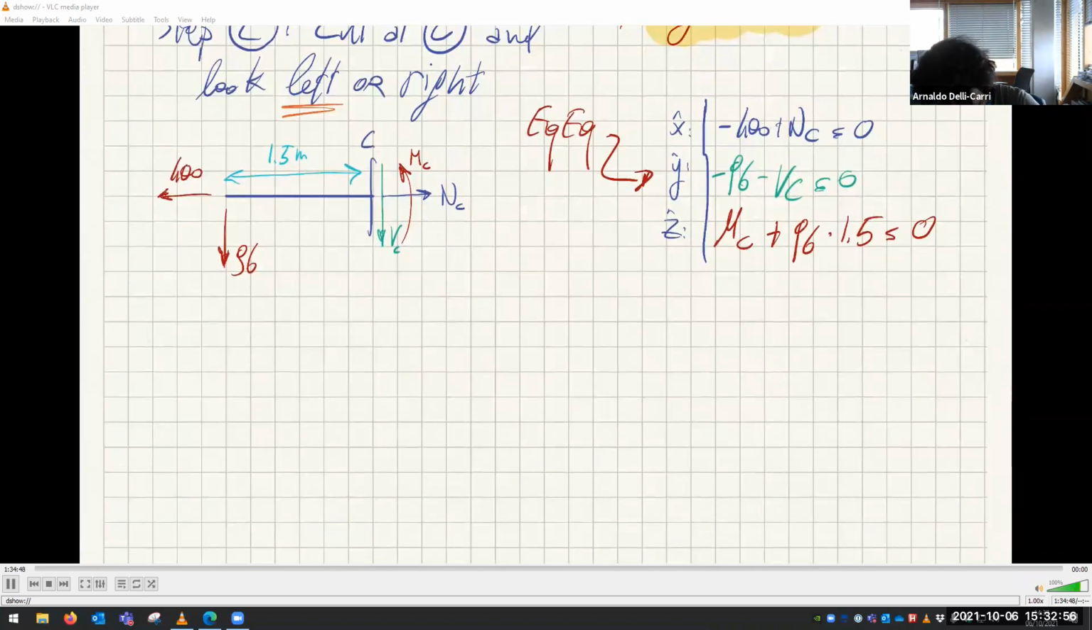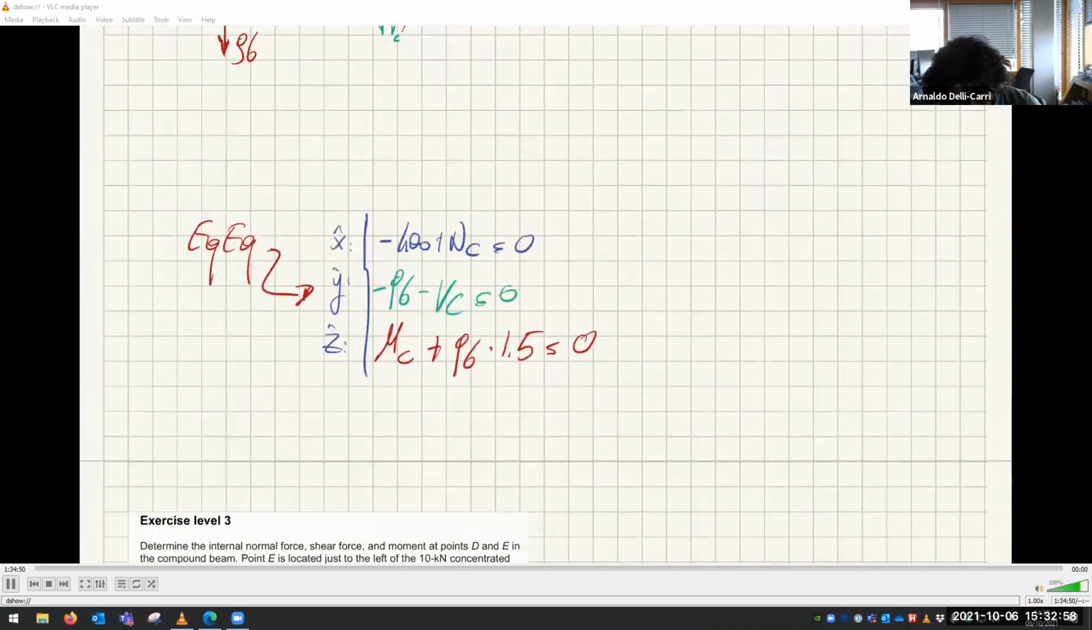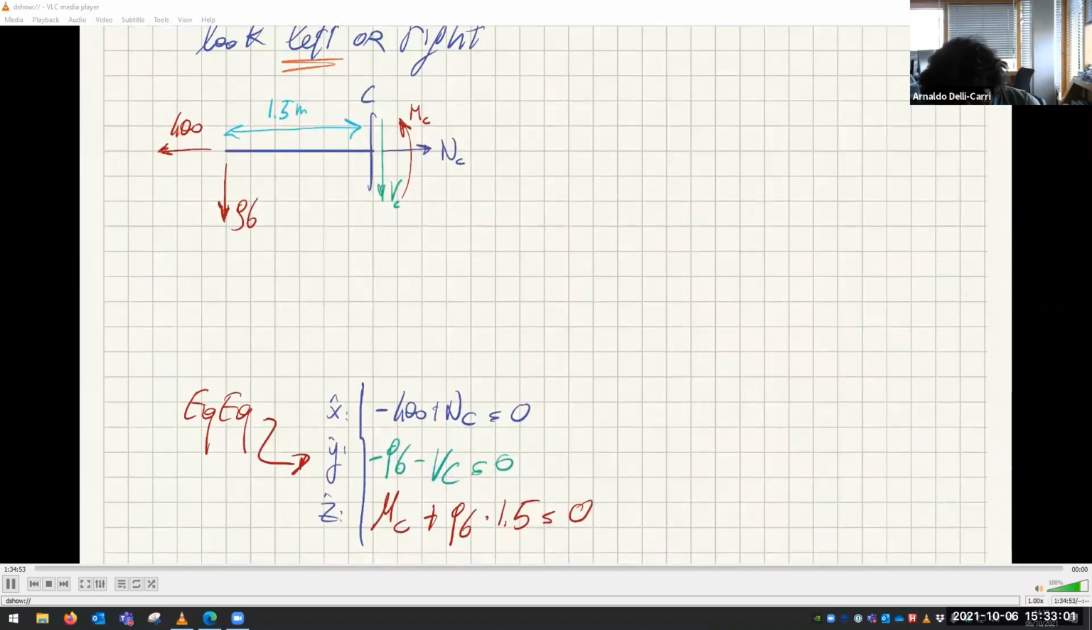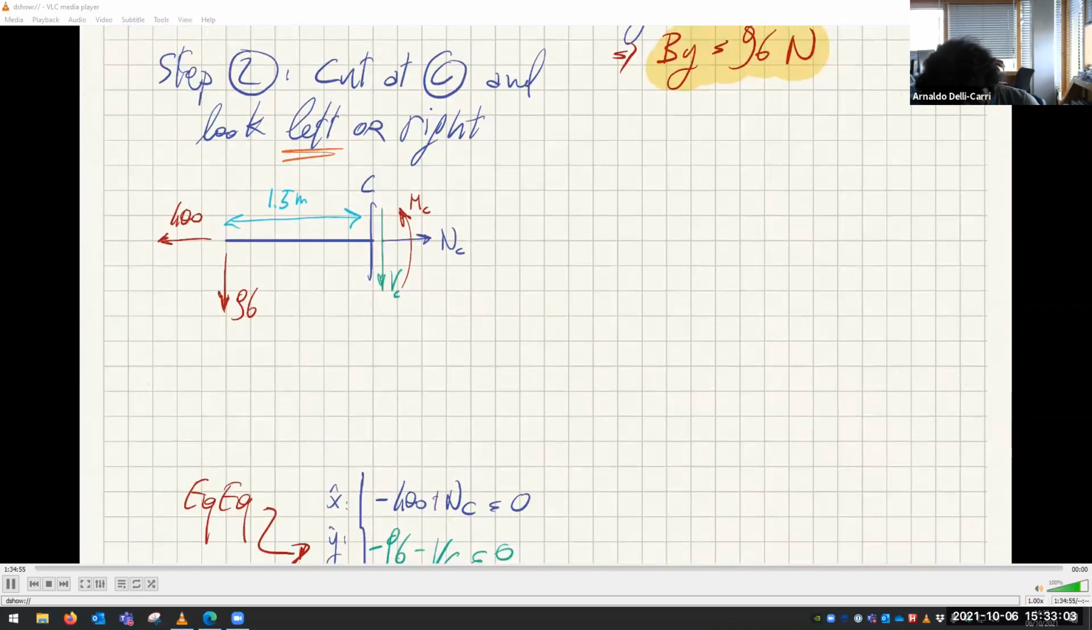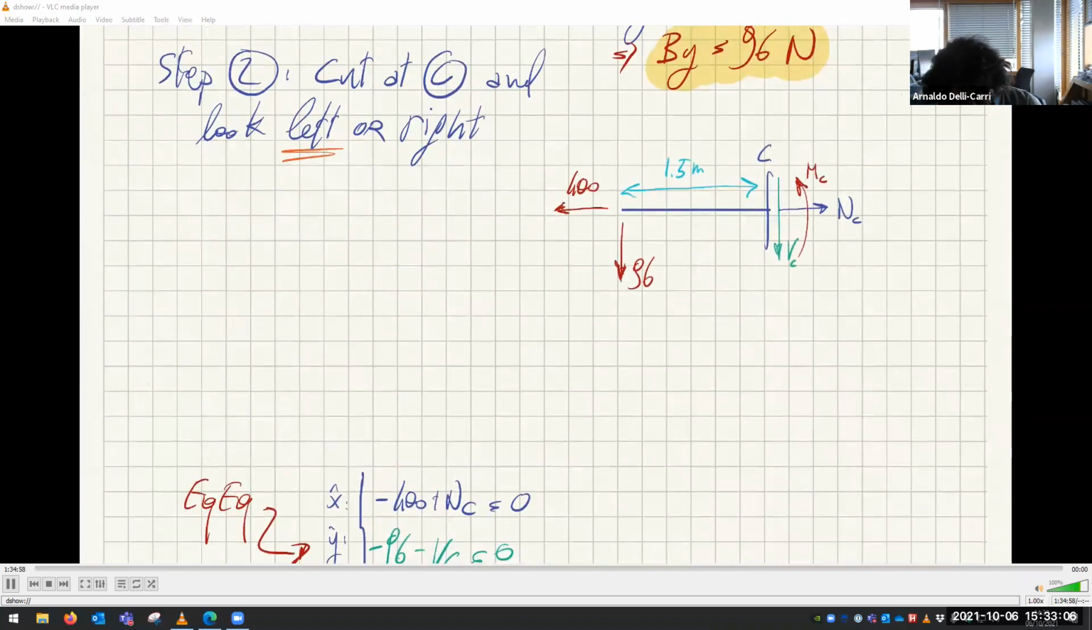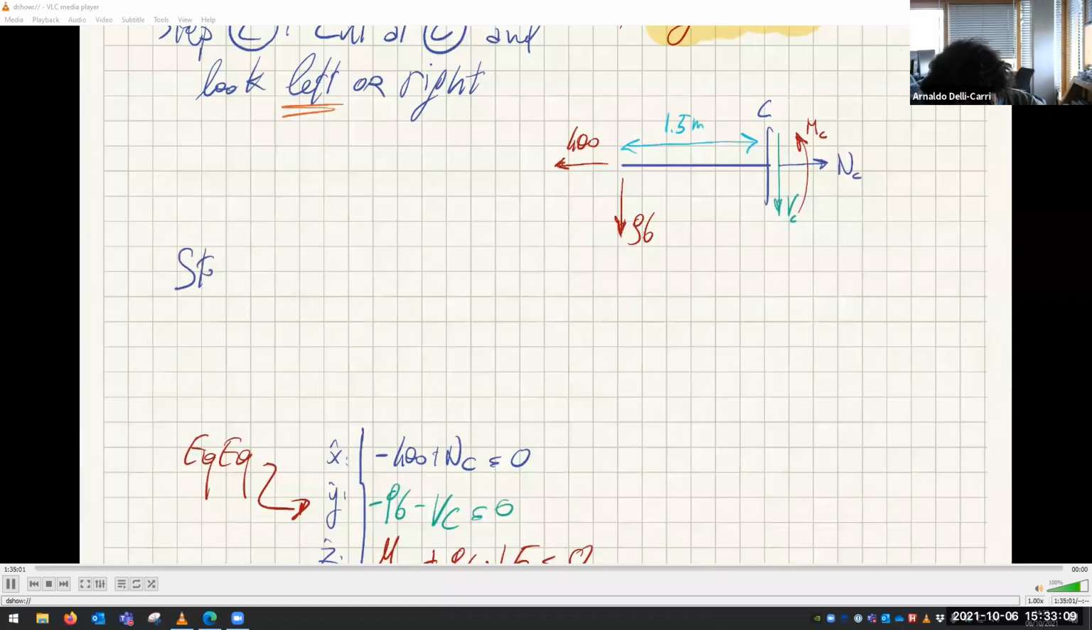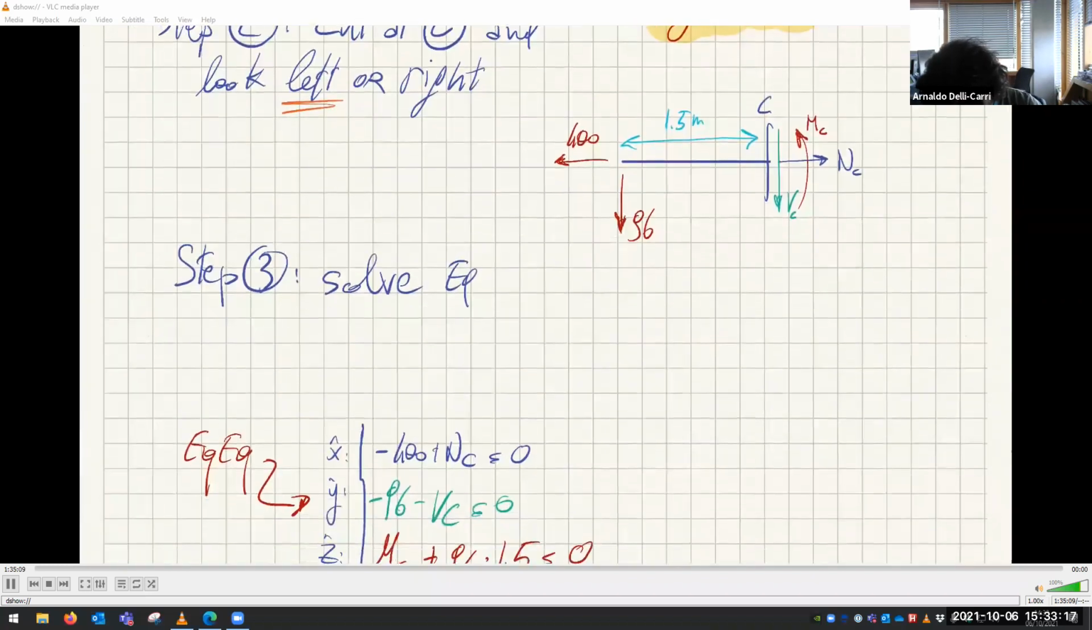well, let me put this here because I want to say that this is step 3. So this is step 2. Yeah, and this is step 3. Solve equilibrium. Well, expose internal forces and solve equilibrium.